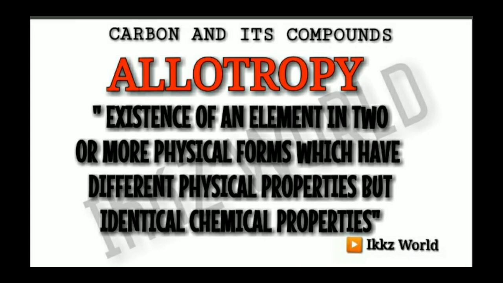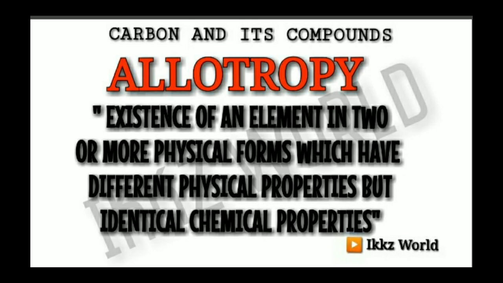So, dear viewers, do you have any idea about allotropes, or allotropy? Well, allotropy is the phenomenon of existence of an element in two or more physical forms which have different physical properties but identical chemical properties. And the different forms in which an element exists are known as allotropic forms or simply allotropes.